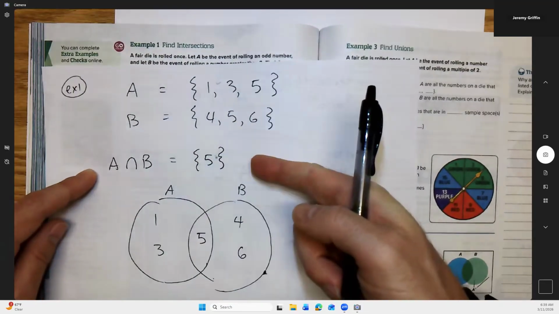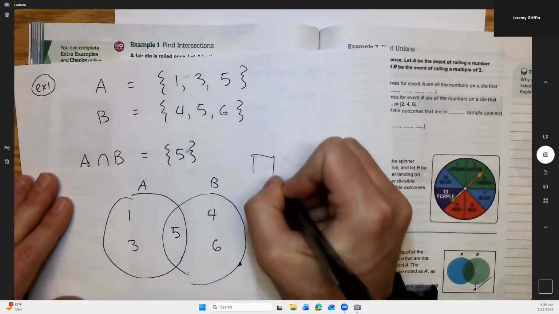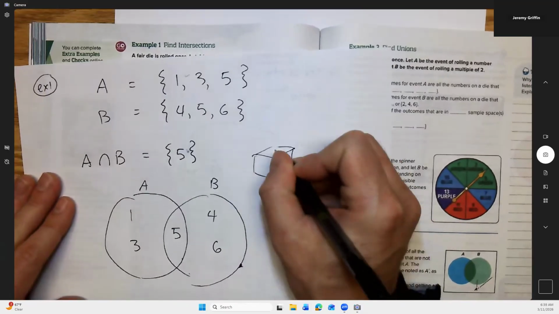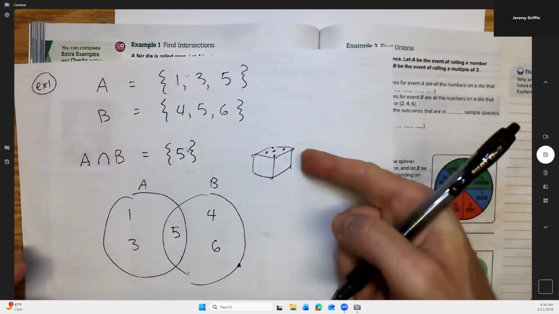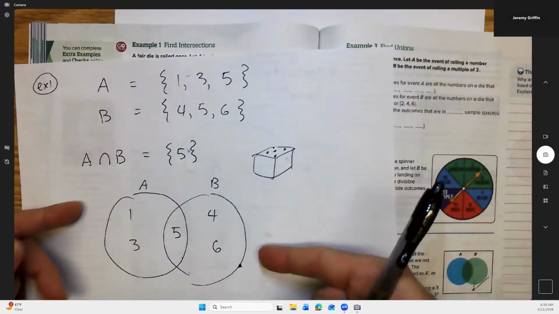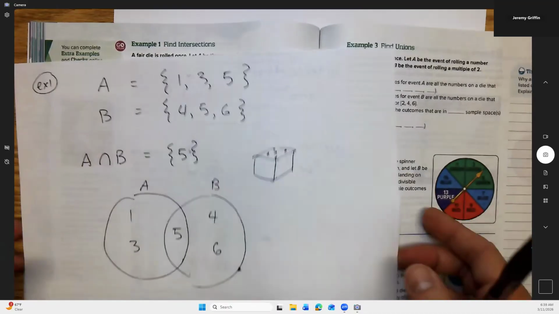Only if you roll a 5 there. If you see 1, 2, 3, 4, 5, that's the only number that's both odd and also greater than 3. That's the only possibility.